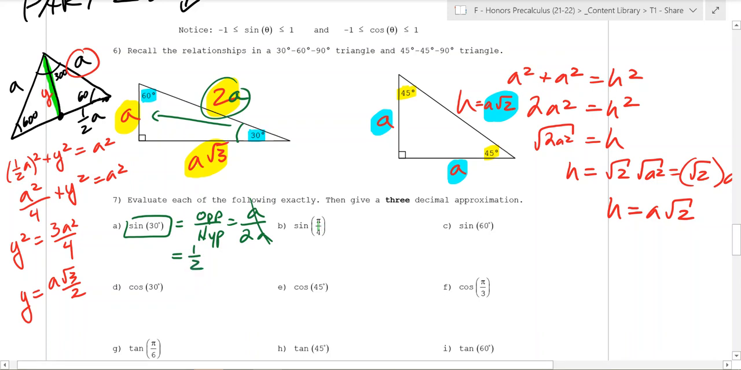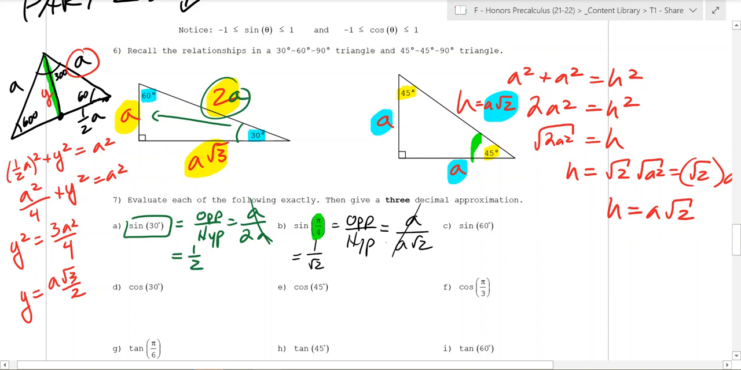Now the sine of pi over 4, that's 45 degrees, so that's this angle right here. Sine, again, is opposite over hypotenuse. So the opposite is a, and the hypotenuse is a root 2. The a's cancel again, and you're left with 1 over root 2.